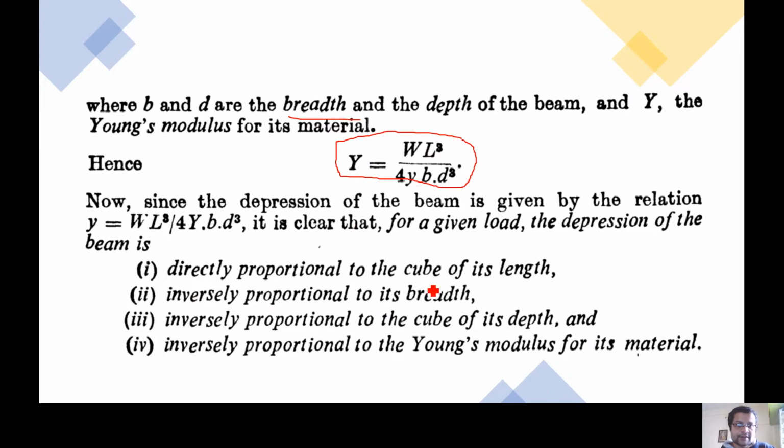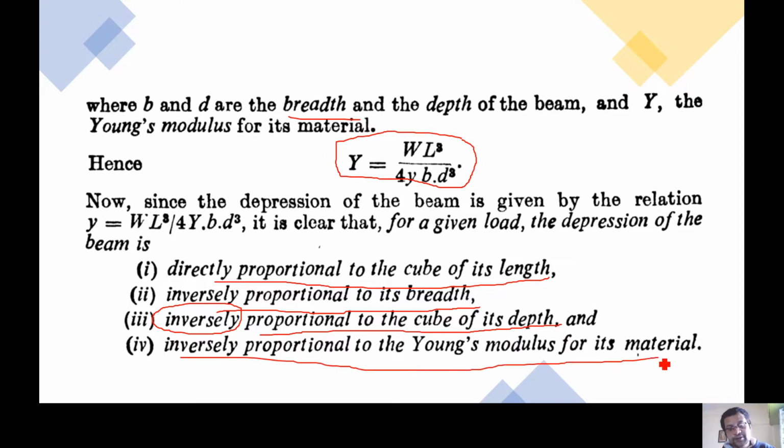which is directly proportional to the cube of its length, inversely proportional to its breadth, and inversely proportional to the cube of its depth, that you can say thickness as well, and inversely proportional to the depression produced. So Young's modulus and the depression are inversely related here. The more the depression, the less the Young's modulus, or vice versa, you can say that the less the Young's modulus of the material of the beam, the more the depression produced in that case.